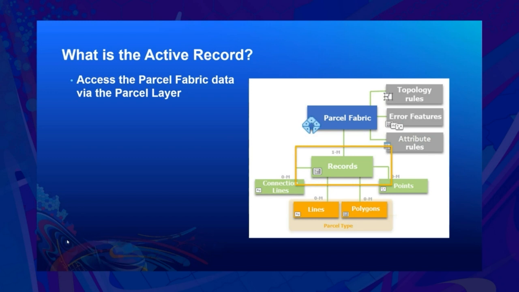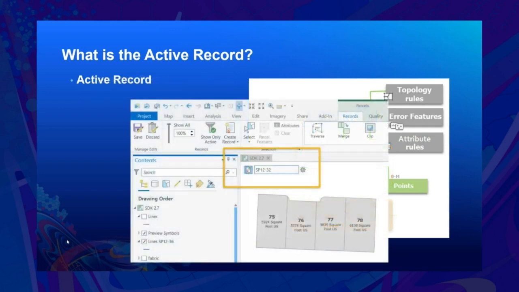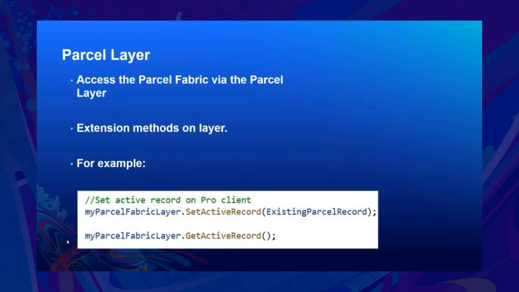In this session, you'll hear us refer to the active record. What does this active record actually mean? This is a term that's applied in the context of the client. In the Pro client, when there is a parcel layer in the map, the UI shows a heads-up display indicating what the active record is. Here we see that the record is SP12-32. To set and get the active record via the API, you can use these parcel layer extensions. These are just 2 examples of the extension methods.